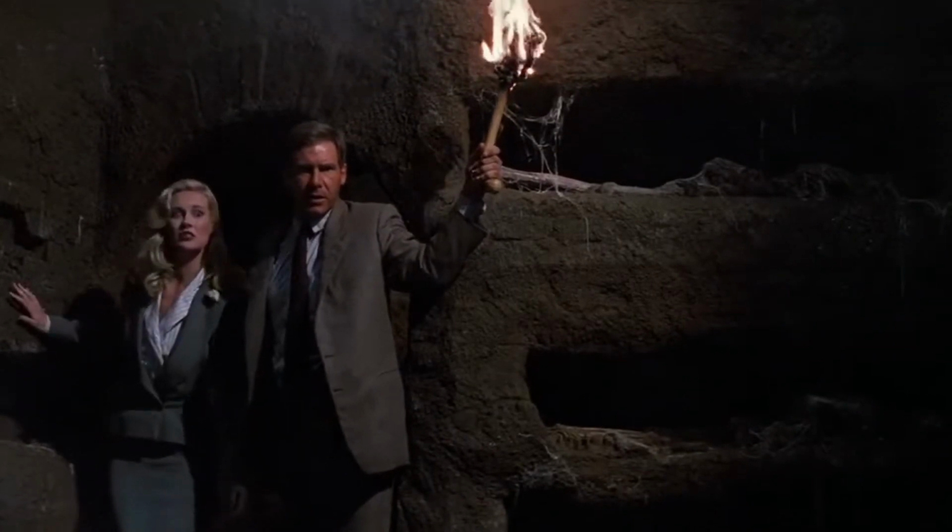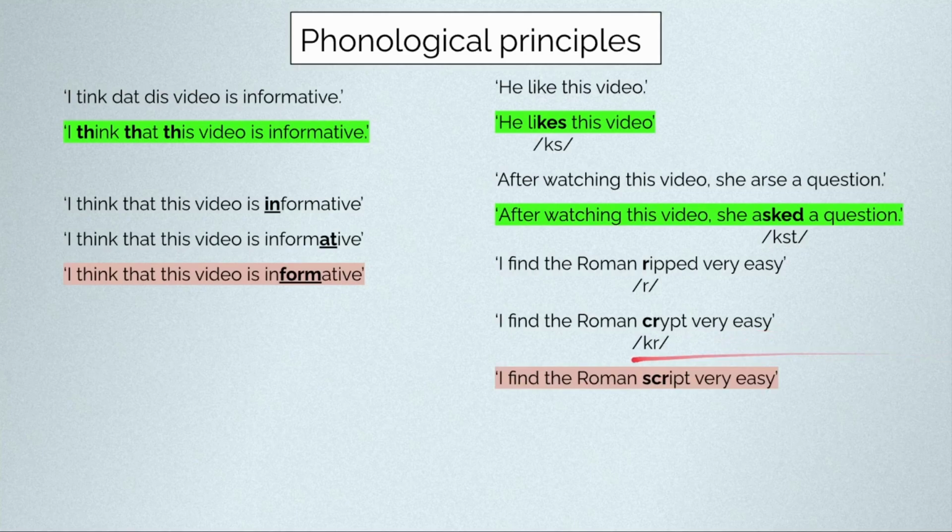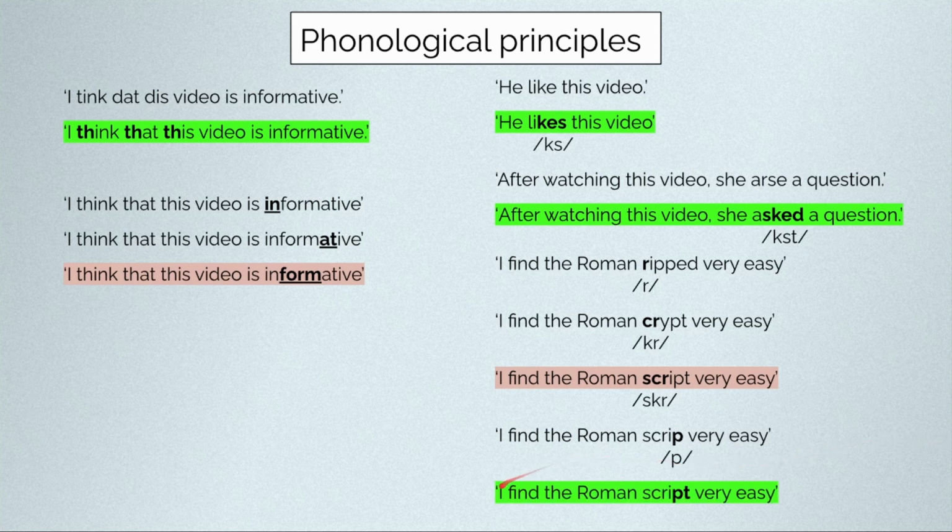Oh, rats. Let's try one more. I find the Roman script very easy. Okay, now it makes sense. Would you have got there from these two? Unlikely, because you're missing the initial consonant cluster scra here. Whereas if I said something like, I find the Roman script very easy, likely you will understand that as, I find the Roman script very easy.